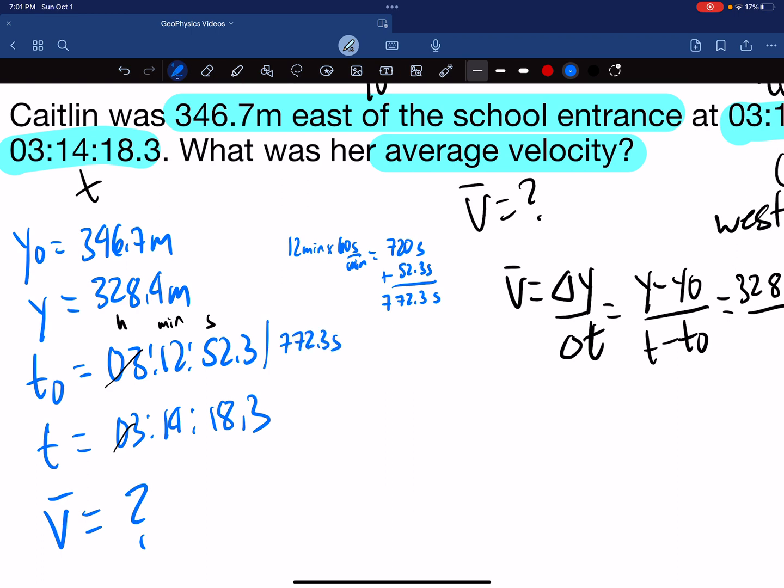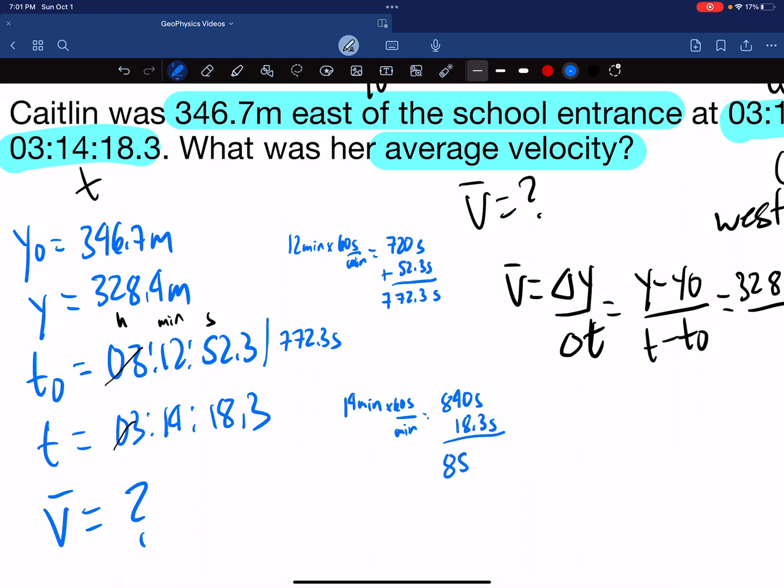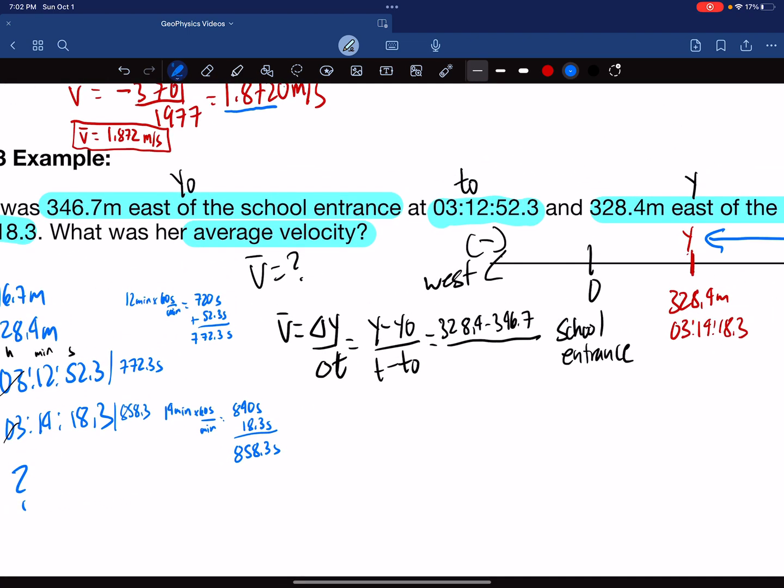So we are going to define that now as 772.3 seconds. And now working with the other number, we have 14 minutes times 60 seconds per minute, which is 840 seconds. And we have another 18.3 seconds. So that gives us 858.3 seconds. Now, what do we do with those numbers? Well, now we have a t and a t0. So we can put those in.